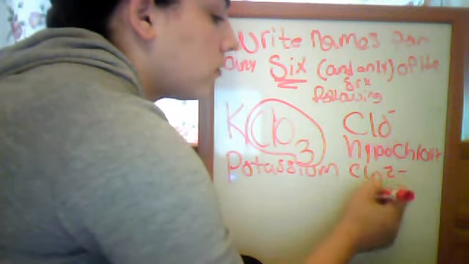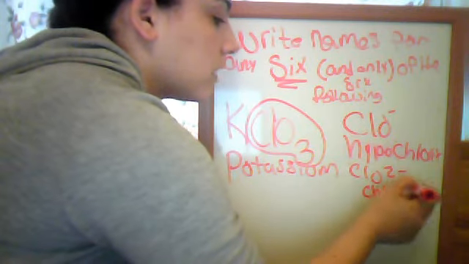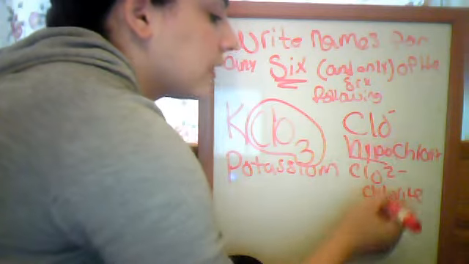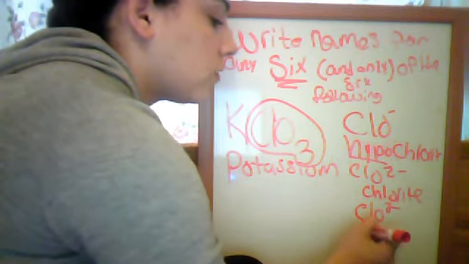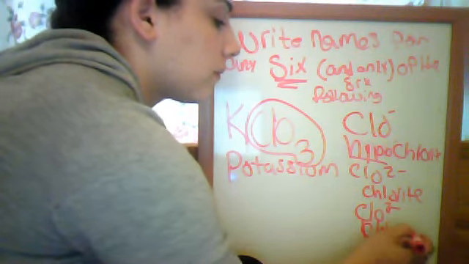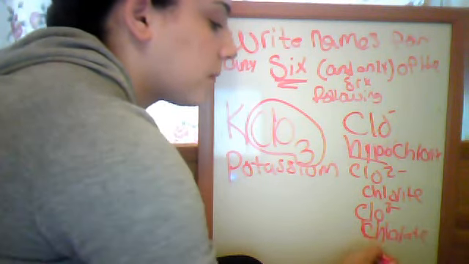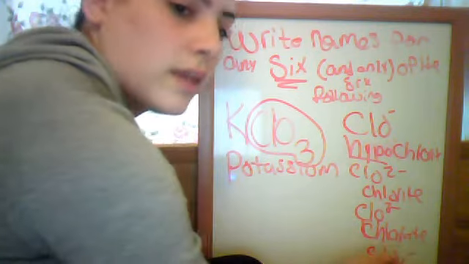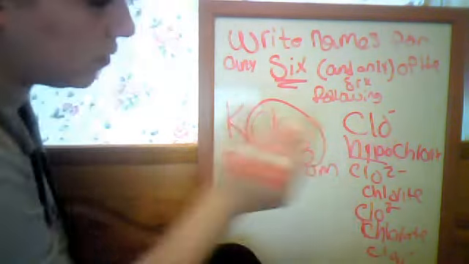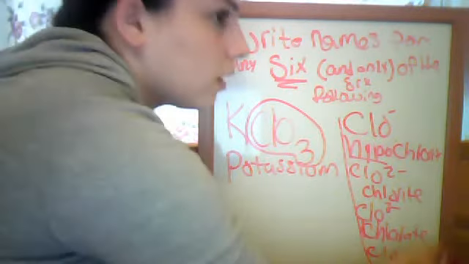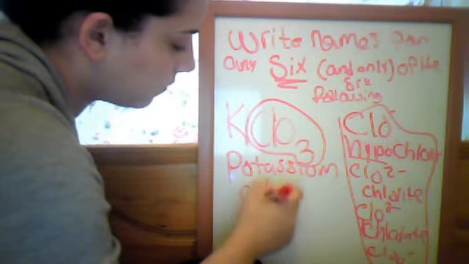ClO2, it's chlorite. So that's the least. Hypo means least. ClO3, it's chlorate. And ClO4 means perchlorate. So that's the maximum. Least, hypo; maximum, per. Okay, so potassium chlorate. Done.